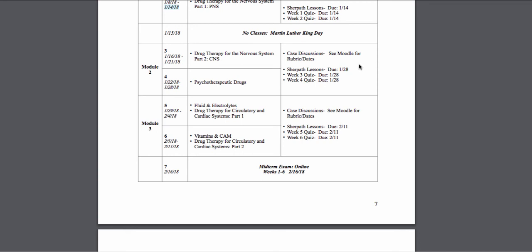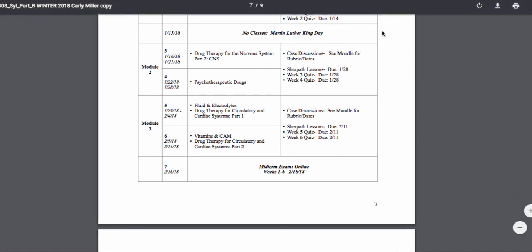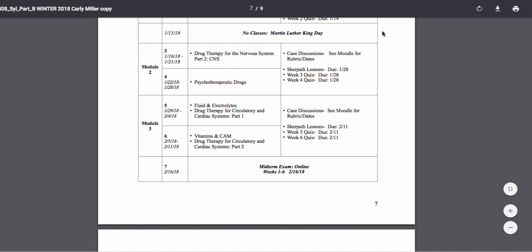Same thing, you have the entire module to complete your SurePath lessons and your quizzes, or you can complete them early. It's up to you. If you want to do this week and then complete your week 3 quiz, you can do it then, or you can wait towards the end and do both. I always have all the dates posted on our course Moodle site as well, so I always tell students to refer back to it. Don't strictly go from this, because it should be the same, but always double check.